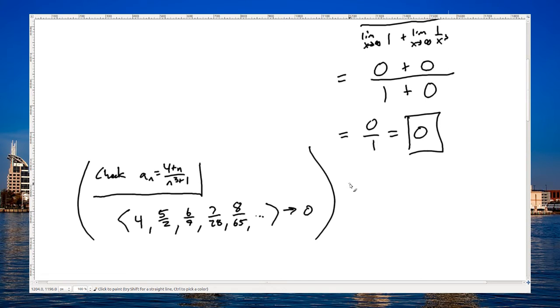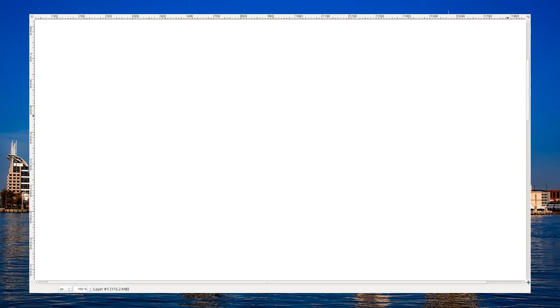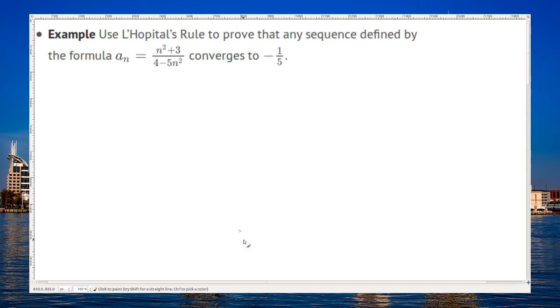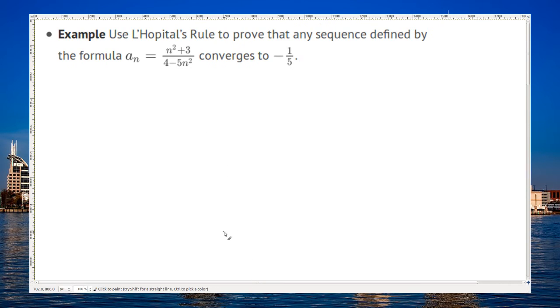Okay, so that's great. Let's do another example. All right. In this example, we're going to use L'Hopital's rule. L'Hopital's rule, of course, involves derivatives, and derivatives don't make sense for sequences. We have no concept of a derivative of a sequence, and we won't, because sequences are only defined for integers, and derivatives have to be defined for intervals of real numbers.